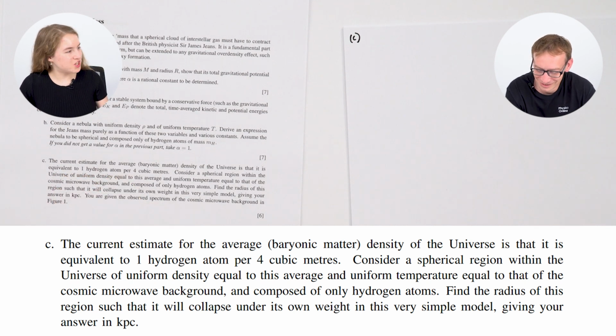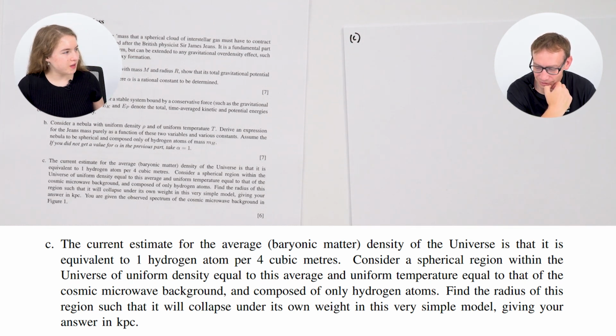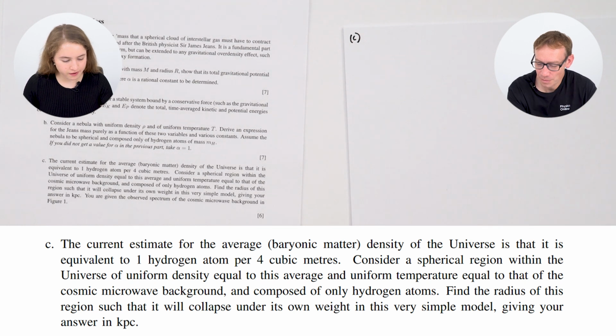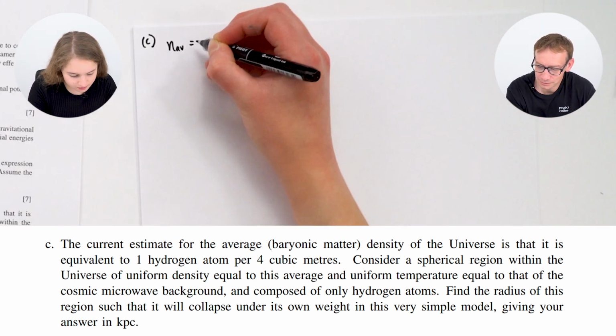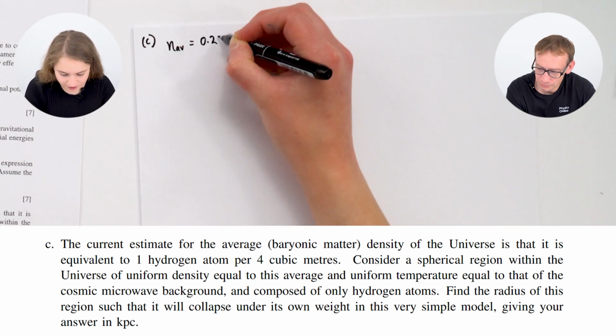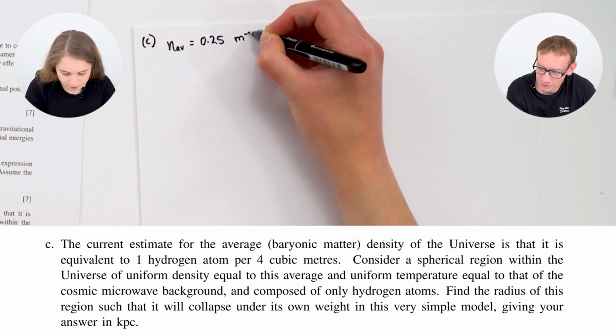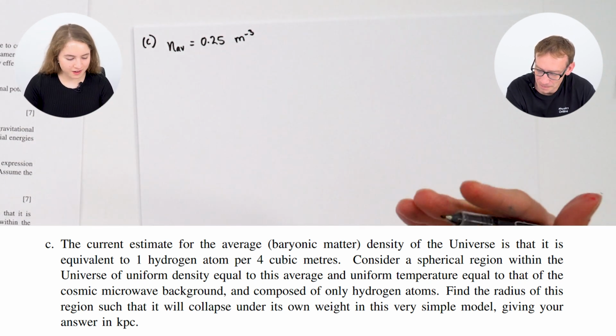one value that's immediately given, which is the average density of the universe, equivalent to 1 hydrogen atom per 4 cubic meters. I'm going to use lowercase n to denote number density, i.e. how many particles you have per unit volume. So n average is, if you've got 1 hydrogen atom per 4 cubic meters, 0.25 per cubic meter. Okay, we've written that down. We've done my standard first step.